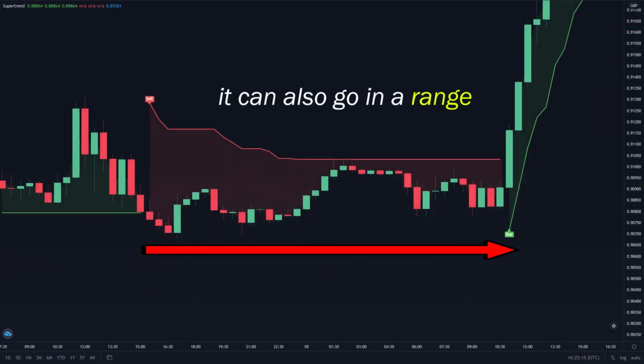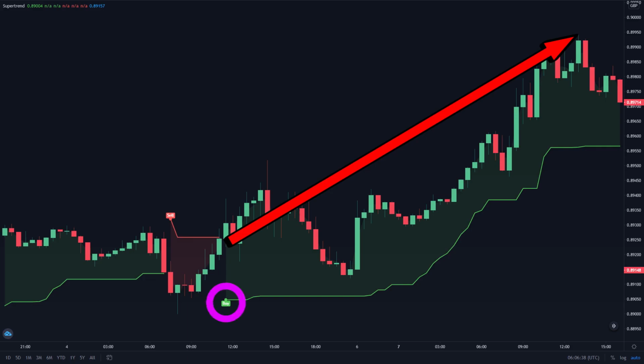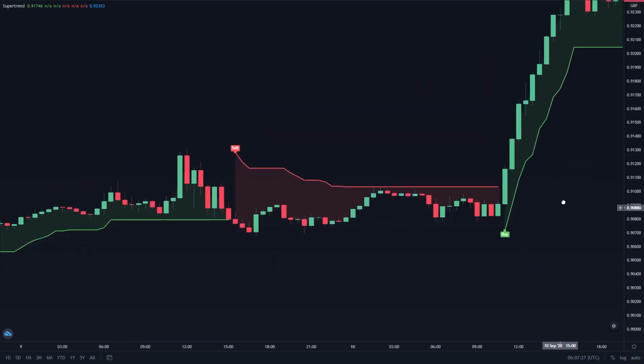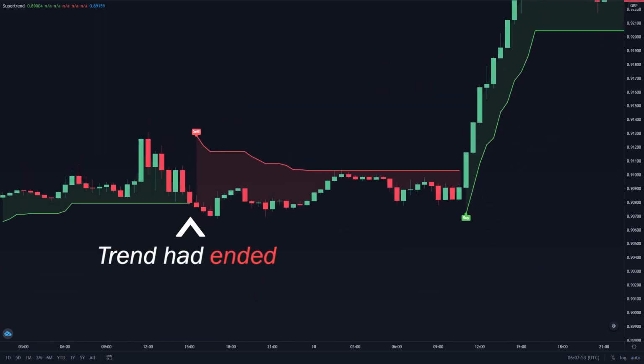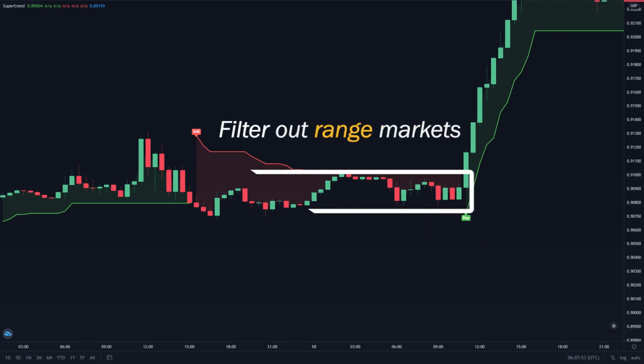Because the Supertrend is constantly showing signals non-stop, it will also show signals when the market is in a range. Like in this example, you can see that the market was in an uptrend and the Supertrend displayed a buy signal. And now, you see that the trend had already ended and the market went flat. But the problem is, because the Supertrend is always giving signals, it displayed a sell signal even though there wasn't any trend. So what we need to do is filter out these range markets so that we only take signals from the Supertrend if the market is actually trending.